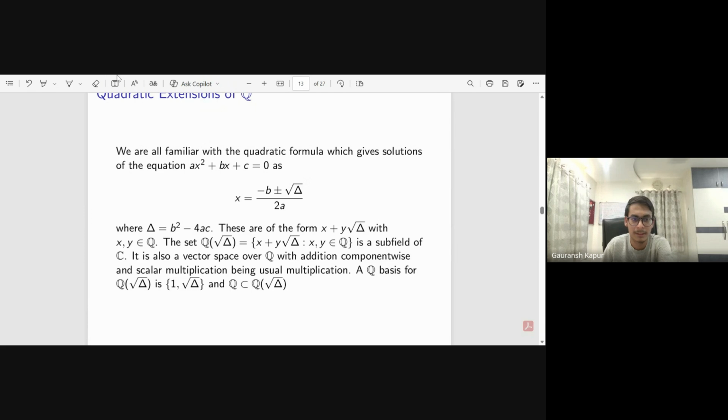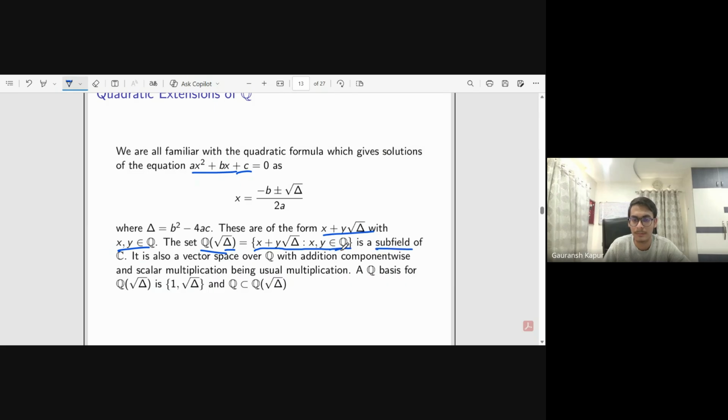Does everybody here know some vector spaces, basic linear algebra, and some ring theory? Okay, it's okay. I'll try to not go into too much depth. So we begin with, obviously you all know that if this is a quadratic equation, then its roots are given by minus b plus minus square root of delta over 2a, where delta is the discriminant. So these are clearly of the form x plus y root delta with x, y in Q. So they are in this set Q adjoin square root of delta, which is the set x plus y root delta with x, y rational.